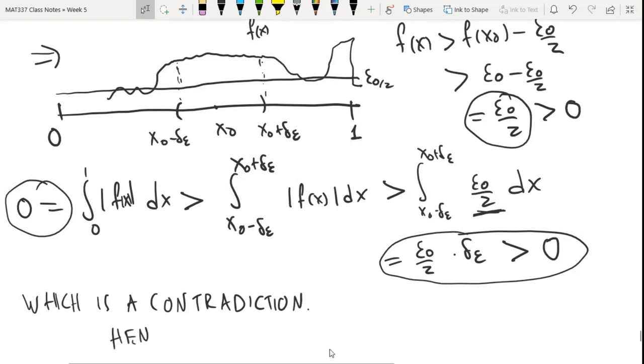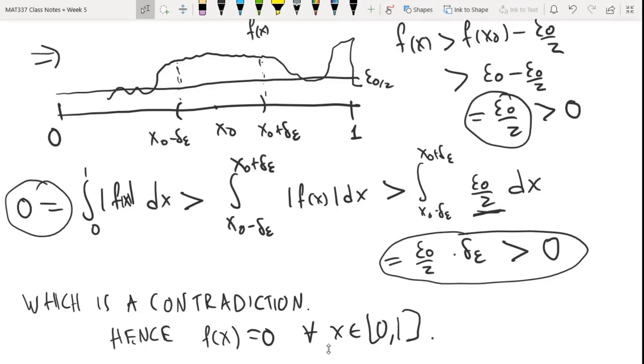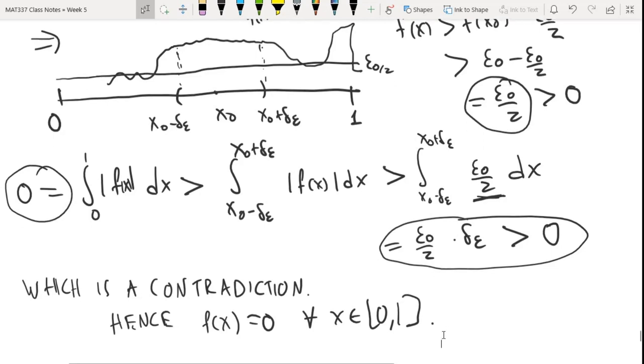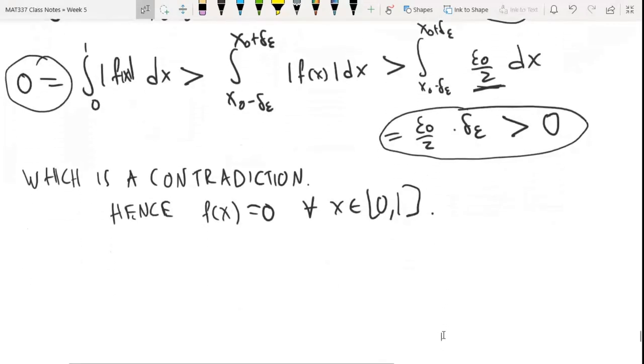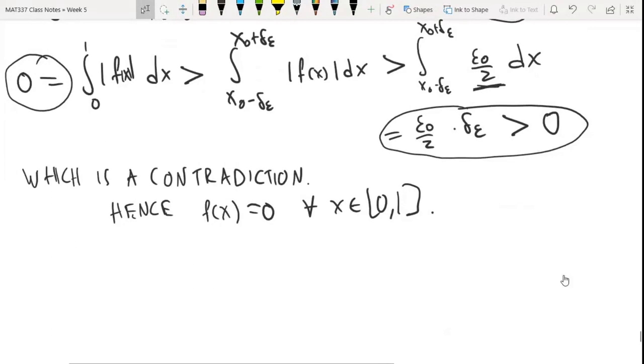Hence, f of x is 0 for all x in 0, 1. Okay. All right. So, no questions? Okay.